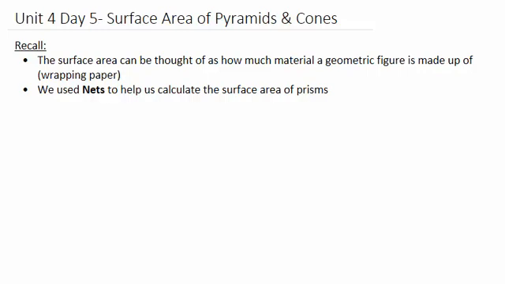Unit 4, Day 5, surface area of pyramids and cones. So recall that the surface area can be thought of as how much material a geometric figure is made up of, or the wrapping paper that it would take to cover the outside of it. And we use nets to help us calculate the surface area of prisms.